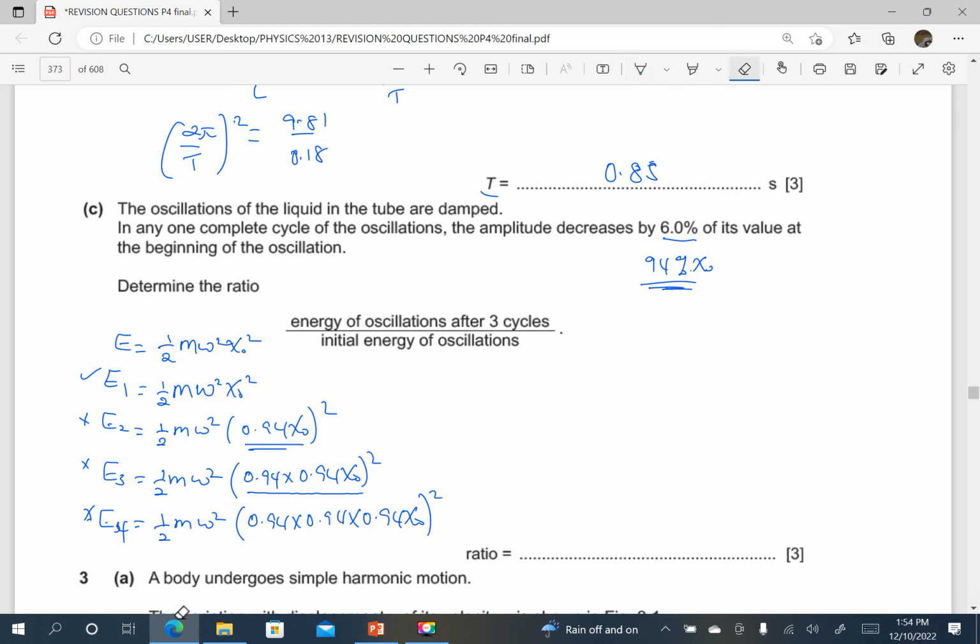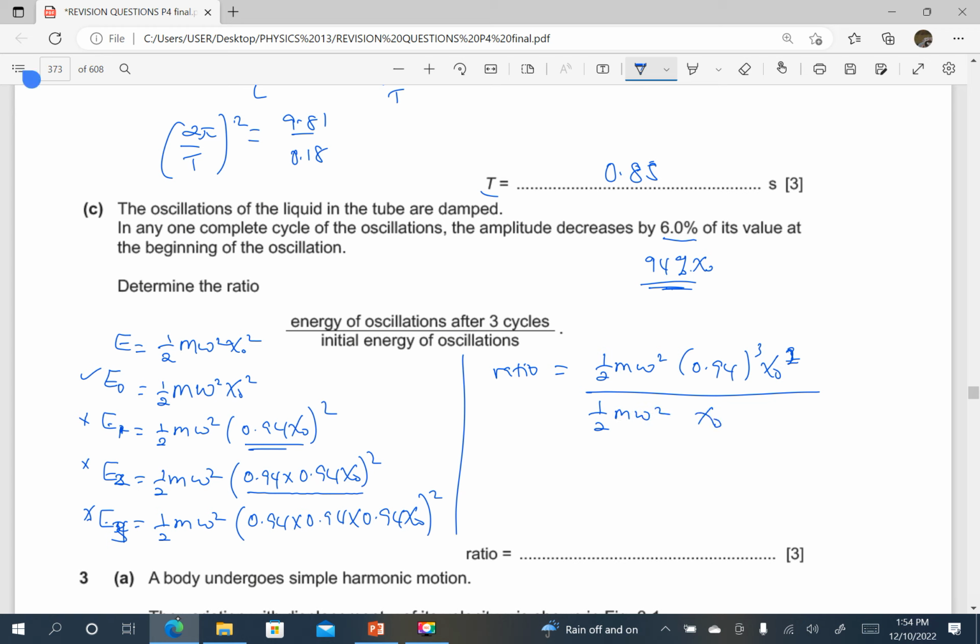Why can't I call this one E naught? This is the initial energy, after one cycle, after two cycles, after three cycles. So we want the ratio of the energy of oscillations after three cycles over the initial energy. So we can now find the ratio here. The ratio is going to be a half m omega squared into 0.94 raised to power 3 times x naught squared, divided by the initial energy, which is a half m omega squared times x naught squared.